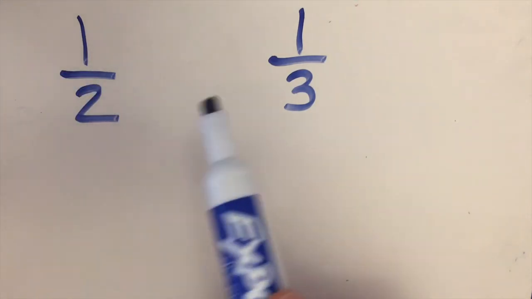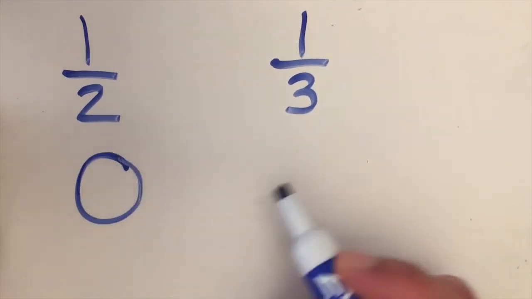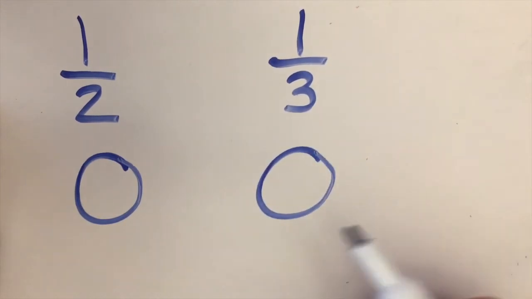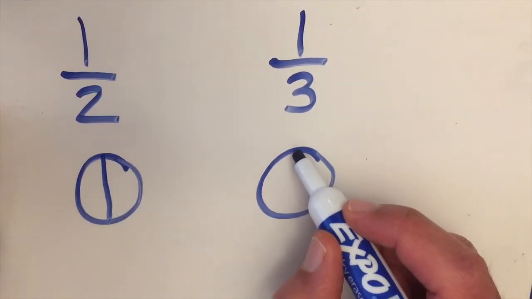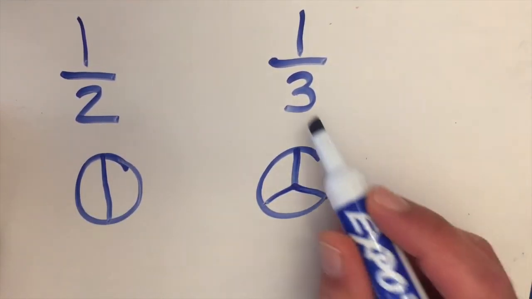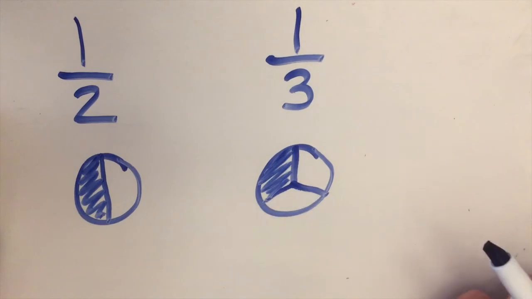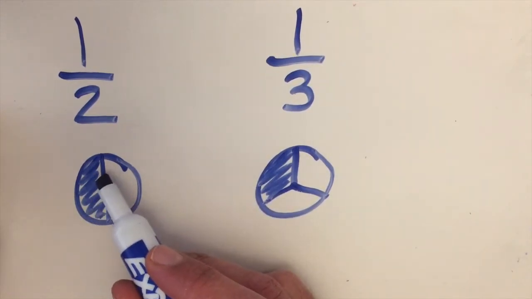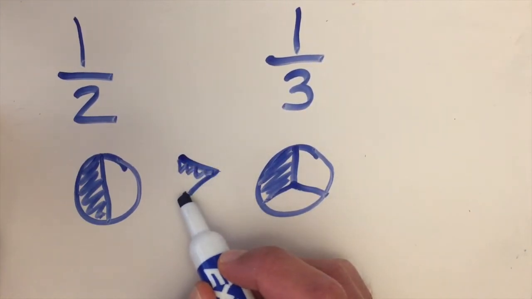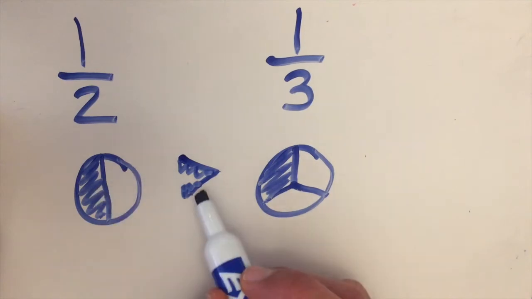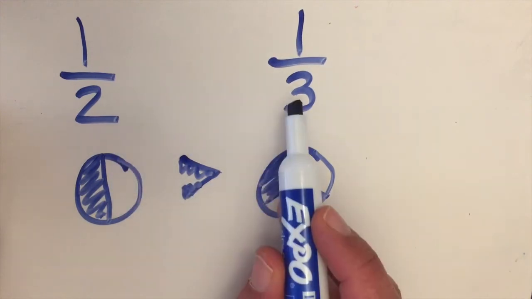A simple way to do it when the fractions are pretty small is to draw a circle to represent the whole shape. I would split this one in half, 2 parts. This one, I'm going to split into 3 parts for thirds. If I shade in 1/2 and I shade in 1/3, clearly 1/2 is bigger than 1/3, so the symbol we would use is greater than. You can draw those teeth in again to pretend that the symbol is going to eat the larger amount. So 1/2 is larger than 1/3.